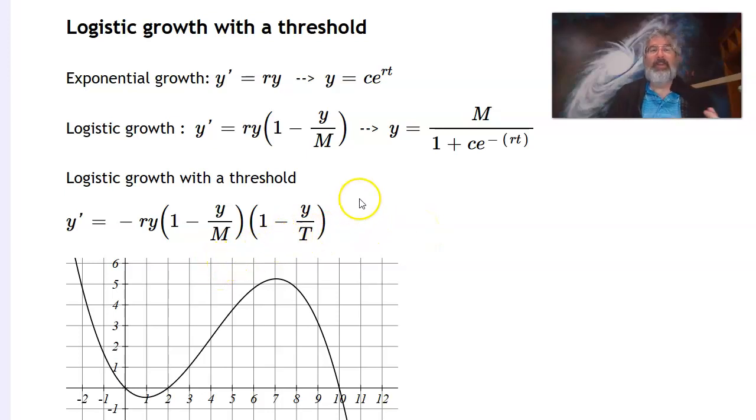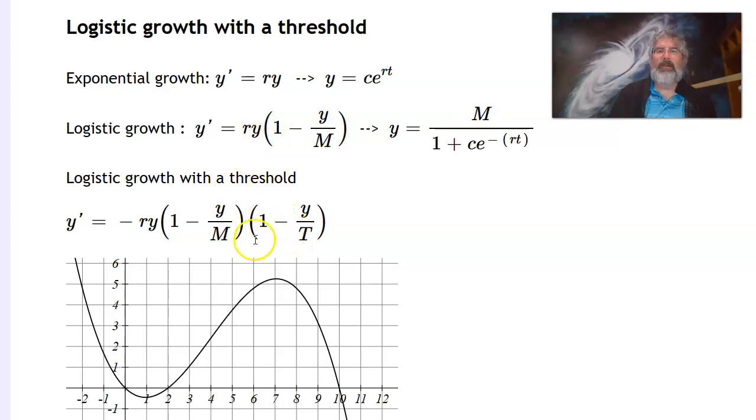Yes, the change that we're going to make now is we're going to add in another factor here to change the dynamics. Before we had this much. Now I'm going to introduce a 1 minus y over t, where t is the threshold value. And then I'm going to throw a minus sign in here, because essentially what I want is, between the threshold value and the maximum carrying capacity, I want it to behave like it did before. And that was an upside down parabola, right?